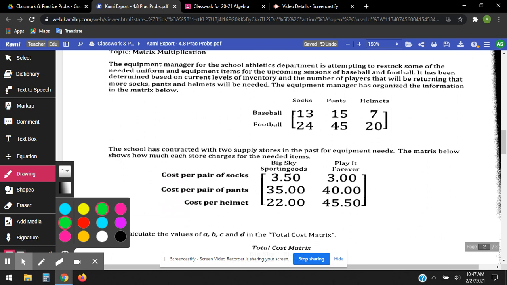All right. This one has a lot of information. I'll have to kind of scroll up and down a little. The equipment manager for the school athletics department is attempting to restock some of the needed uniform and equipment items for the upcoming seasons of baseball and football. It's been determined based on current levels of inventory and the number of players that will be returning that more socks, pants, and helmets will be needed. So that's what our labels are up here. The equipment manager has organized the information in the matrix. So baseball needs these many pairs of socks, pants, and helmets. Football needs this many socks, pants, and helmets.